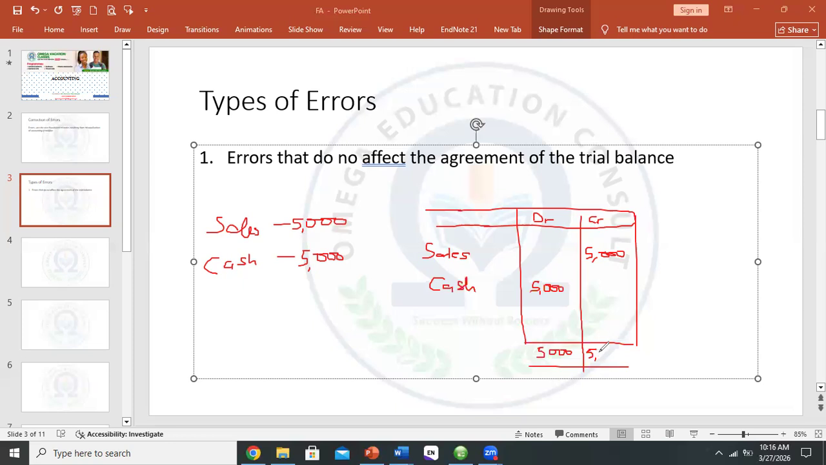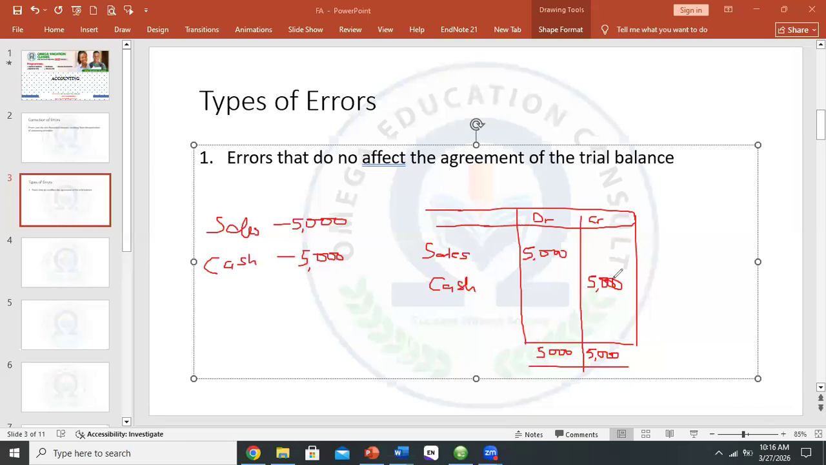Now, look at the trick I'm going to do here. This same scenario, but this time, when I was preparing my trial balance, look at what I did. I put the 5,000 for sales and the 5,000 for cash on the different side. So I put my sales here, 5,000. And then I put my cash here. Is this not a mistake, professors? And I would want somebody to answer that. Let me get somebody to answer.